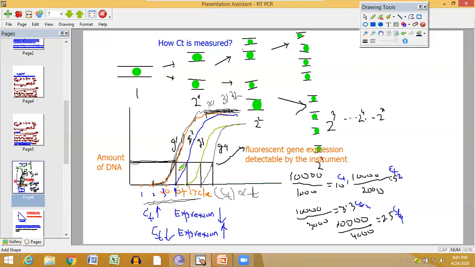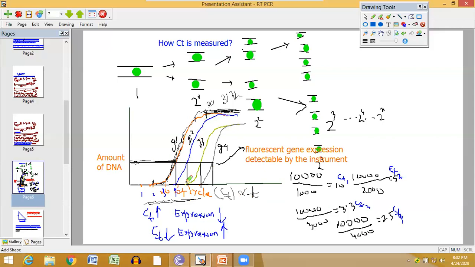The number of cycles required to reach this amount of DNA for any gene. For any gene, if you put it in the PCR with this dye, the number of cycles required to reach this particular amount of DNA is called the threshold cycle or CT value, which is nothing but proportionate time. This time plot.